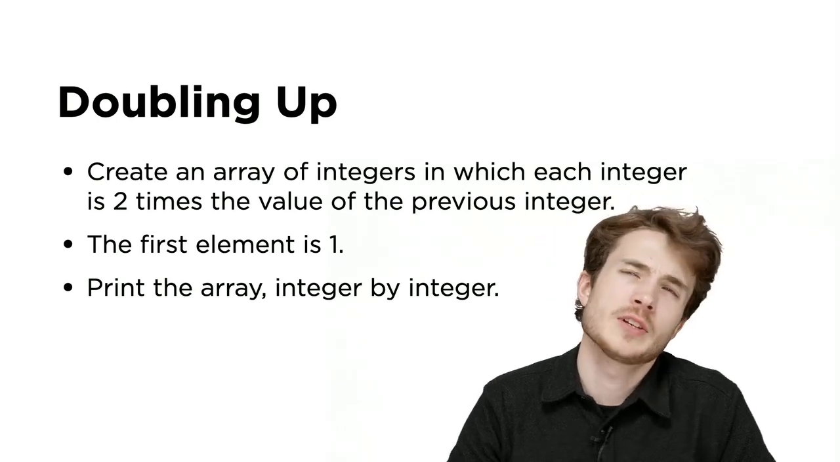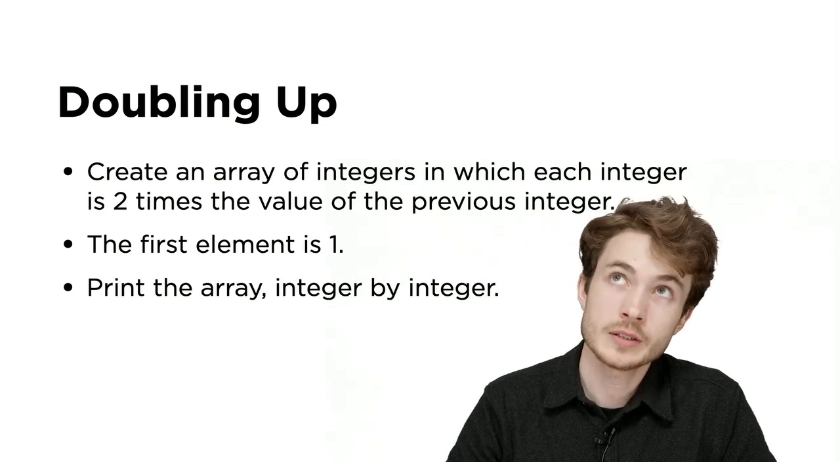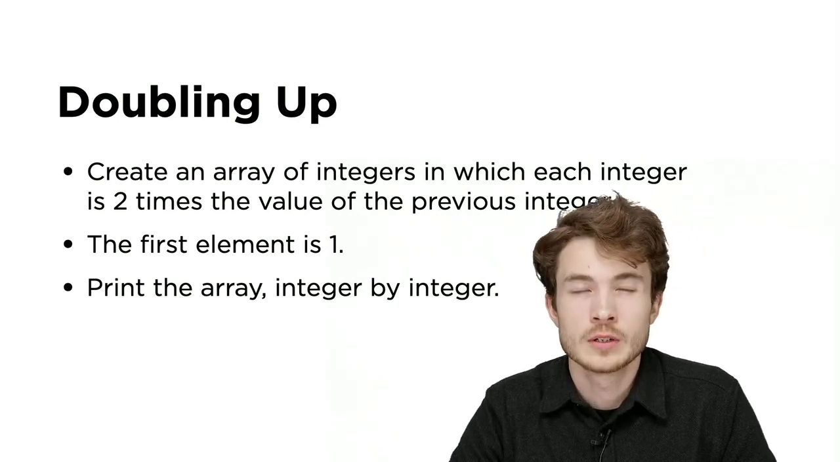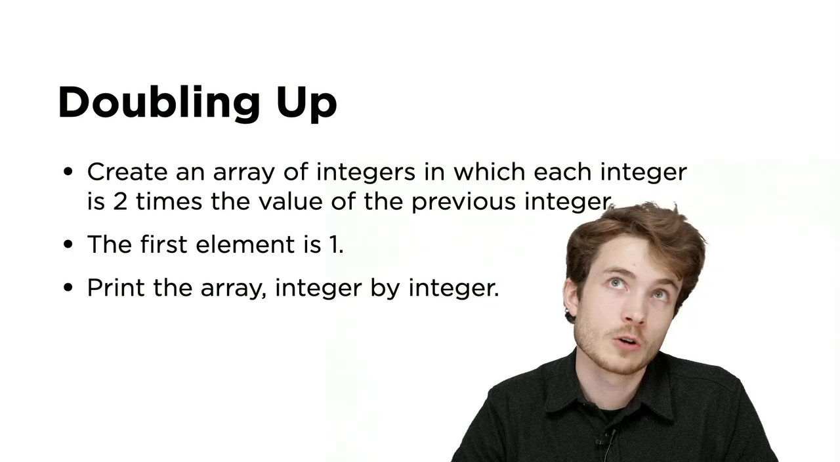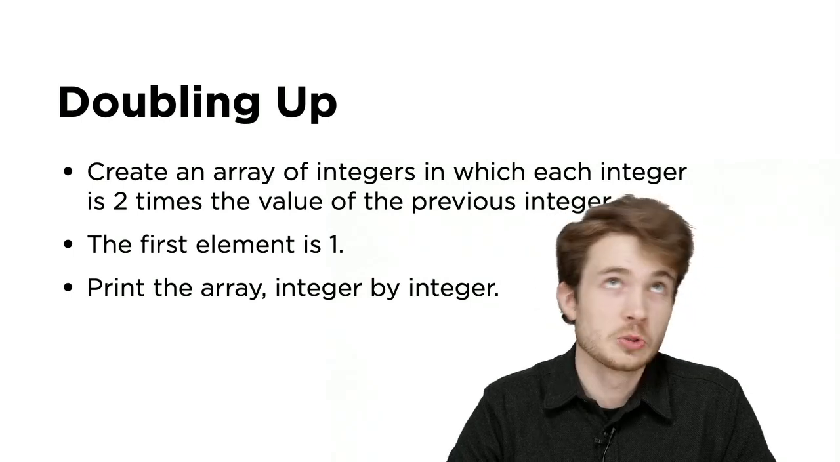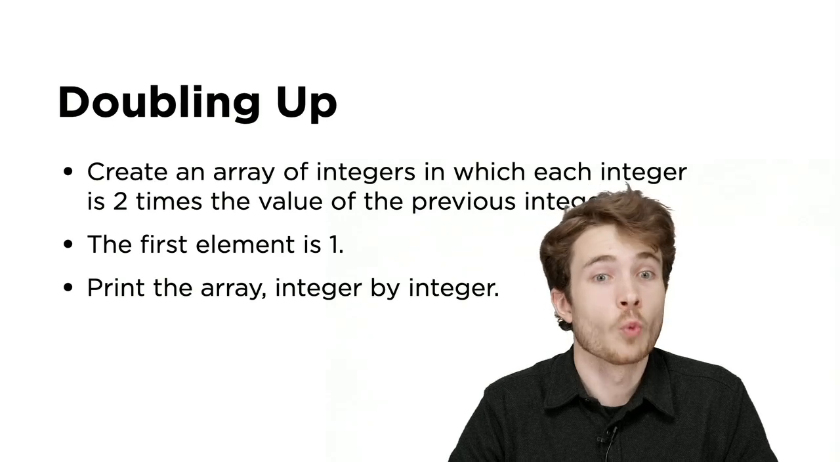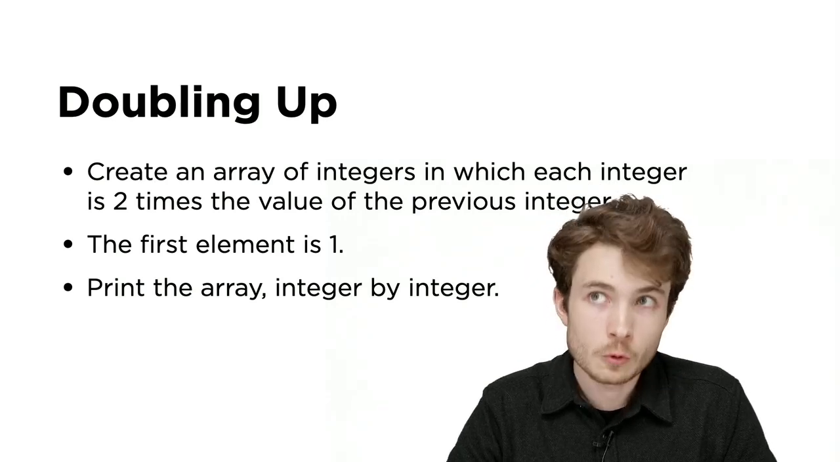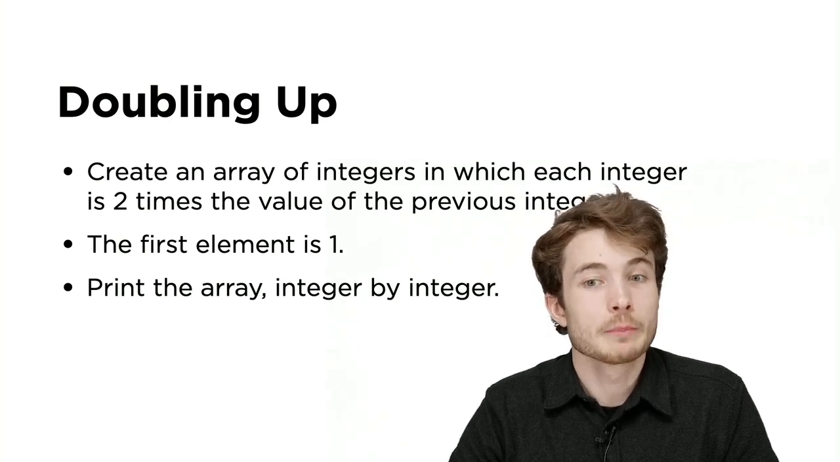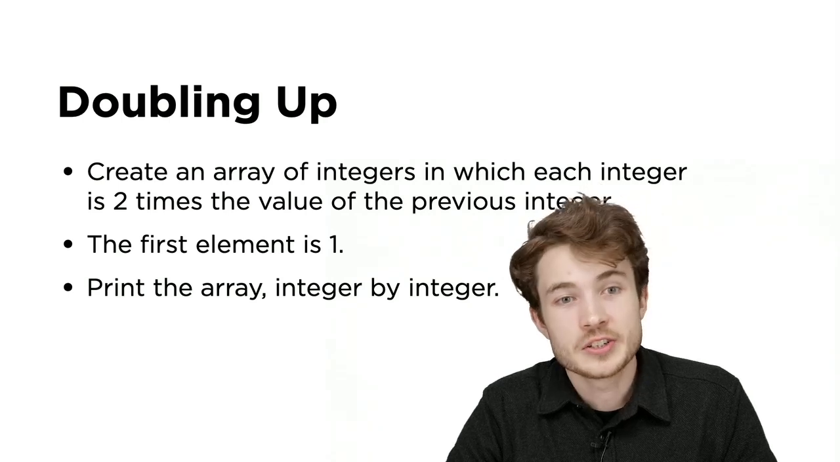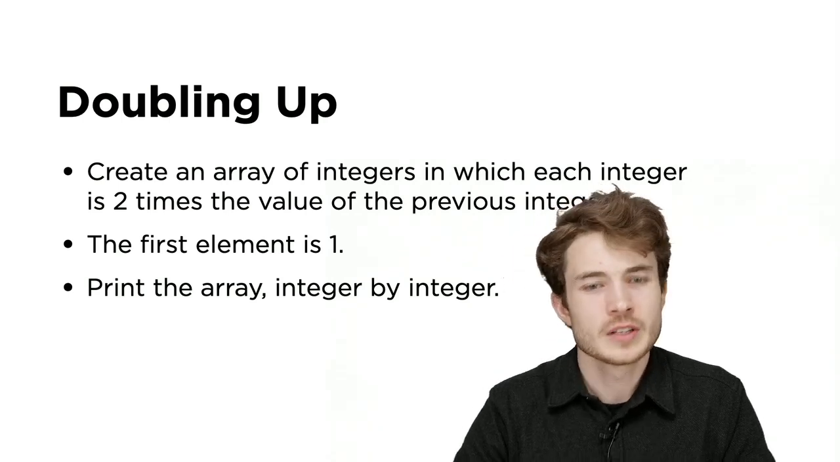So for instance, you could think of a list like 1, and then 2, and then what's 2 times 2? Well, 4. And then what's 2 times 4? Well, 8. And then 2 times 8 is 16. So the entire list is 1, 2, 4, 8, 16. And we want to, in this program, print the entire array integer by integer. So let's try this out.